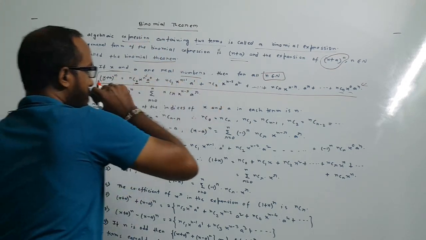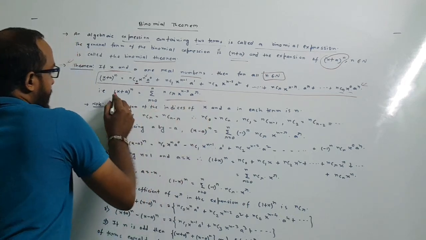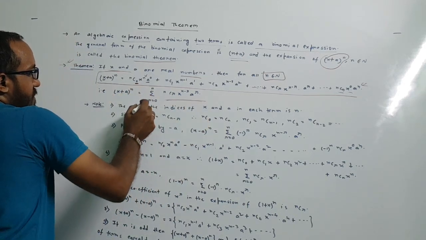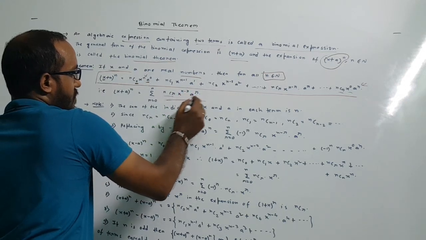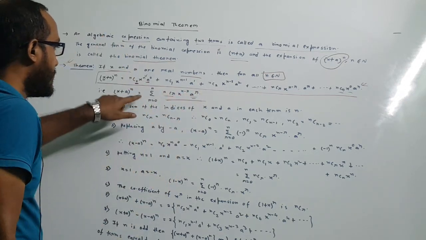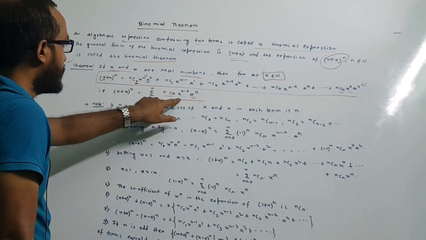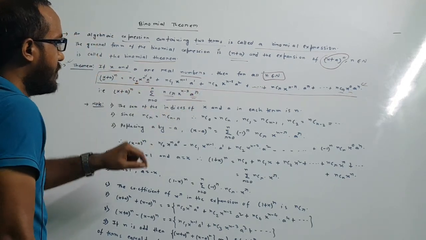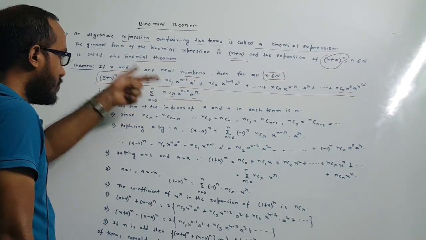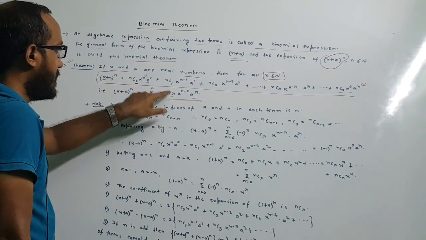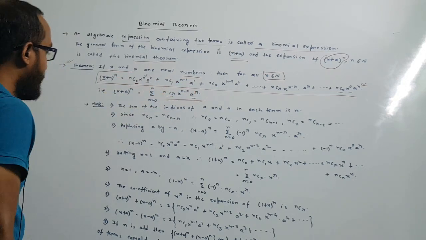And if you want to write it in the general form, x plus a to the power n would be the summation from r equals 0 to n of nCr, x to the power n minus r, a to the power r. Put any value, let us say r equals 0. So we will get the first term nC0, x to the power n, a to the power 0, plus, since summation means plus, r equals 1. So nC1, x to the power n minus 1, a to the power 1. That's why this term is known as the general term.